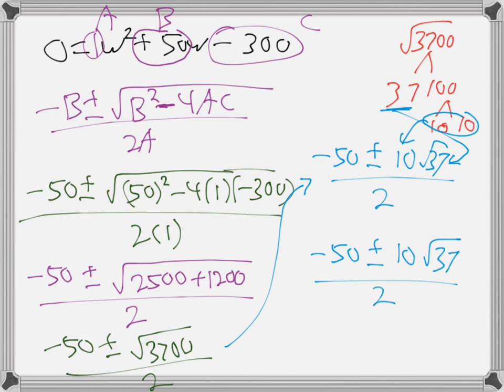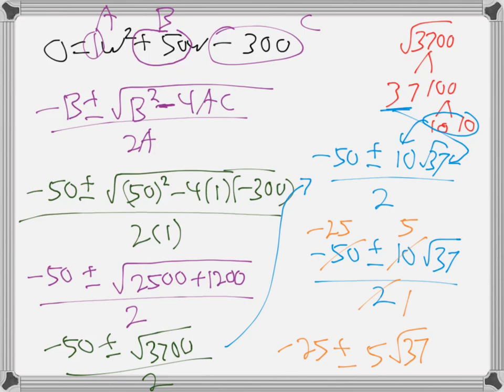Last step. Divide by 2, divide by 2, divide by 2. So negative 25 plus or minus 5 root 37. Because you root 3,700. Now careful, we're not done. This has a little trick ending.